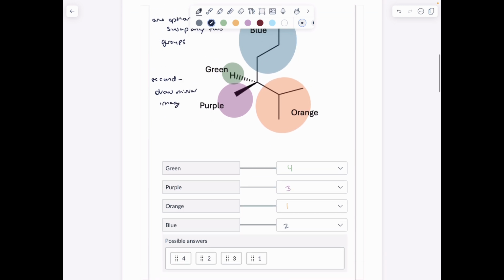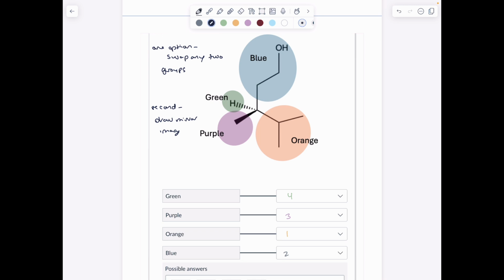So one option for me would be, I'll just redraw it. For the first option, I'll leave the OH the same and the orange one the same, the blue and the orange one the same. And I'll just swap to point the hydrogen forward and point the CH3 backwards. So I basically traded the positions of the green and the purple groups. And so this is one option for an enantiomer.